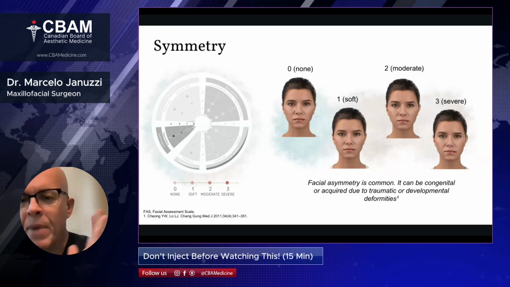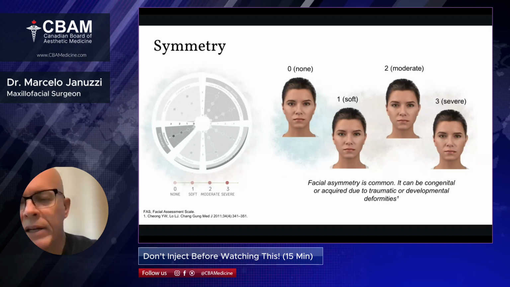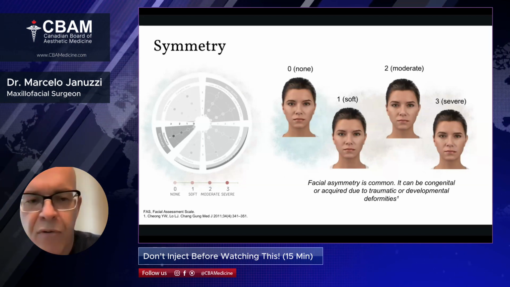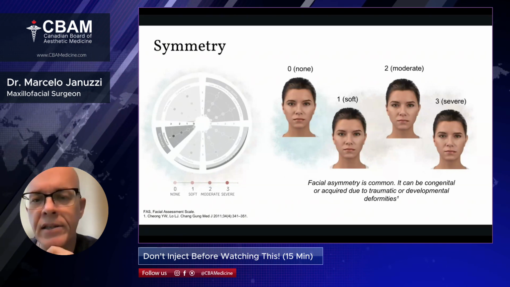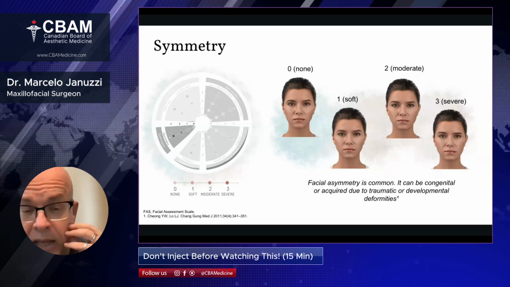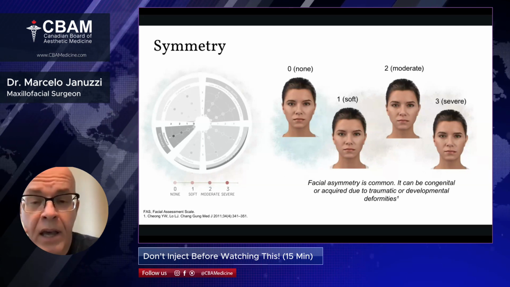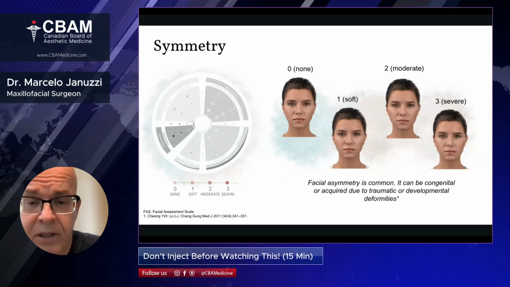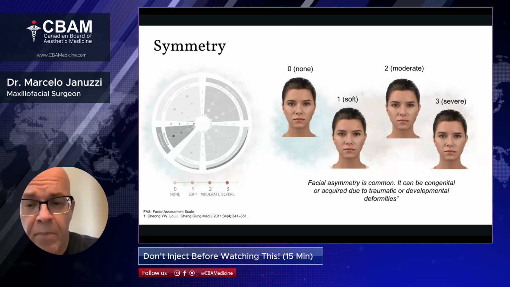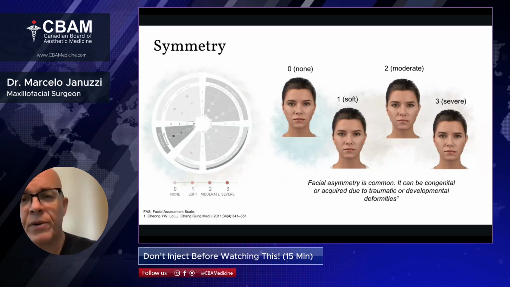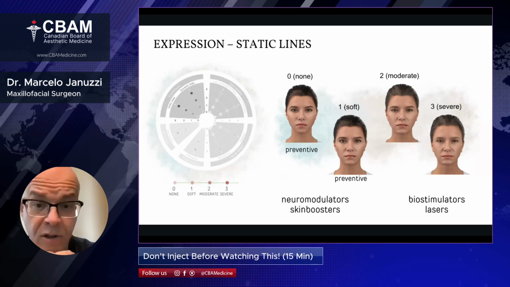It can be congenital or acquired by traumatic or other types of deformities. We need to understand that. Sometimes we can see some masseteric hyperplasia because the patient normally bites more on the right side or the left side. So we need to understand that.